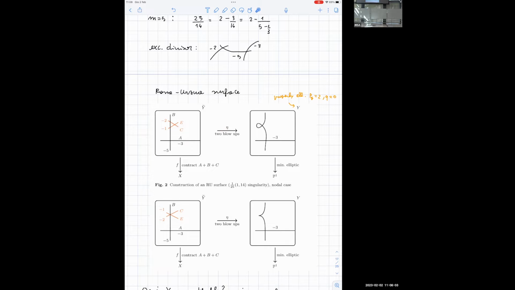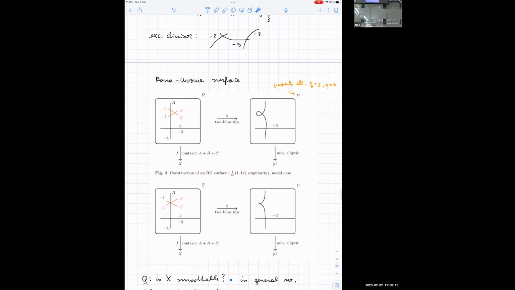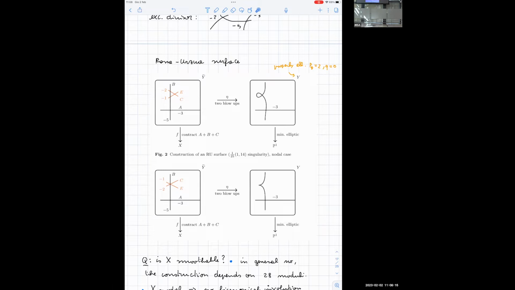If you contract this configuration, you'll actually get a T-singular surface with the invariants we are looking for. And of course, you can do some kind of variation, which is instead of considering another elliptic curve, you take a KSBA. In this case, when you look at the first blow up, you get the exceptional curve, and the strict transform of the fiber now is tangent instead of meeting at 2 points.